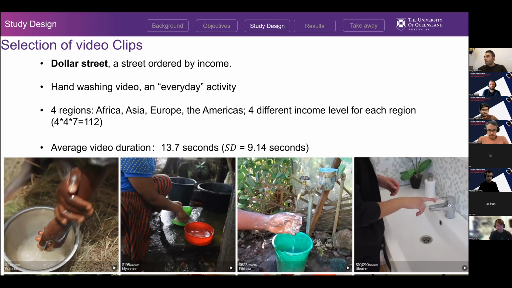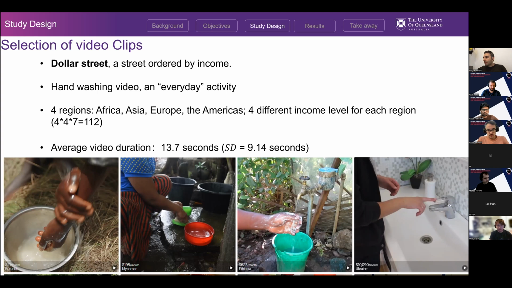Dollar Street is a website to help people watch hundreds of videos and photos around the world, all from different families around the world, and they place the families on an income street. The rich people live on the right, and poor people live on the left. And we only pick the hand washing video because it's an everyday activity people do, and then we chose the video based on 2 variables.